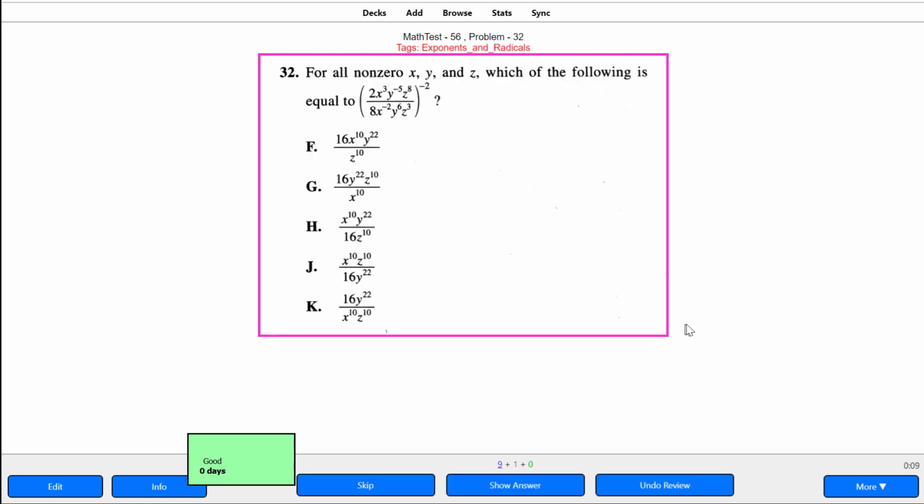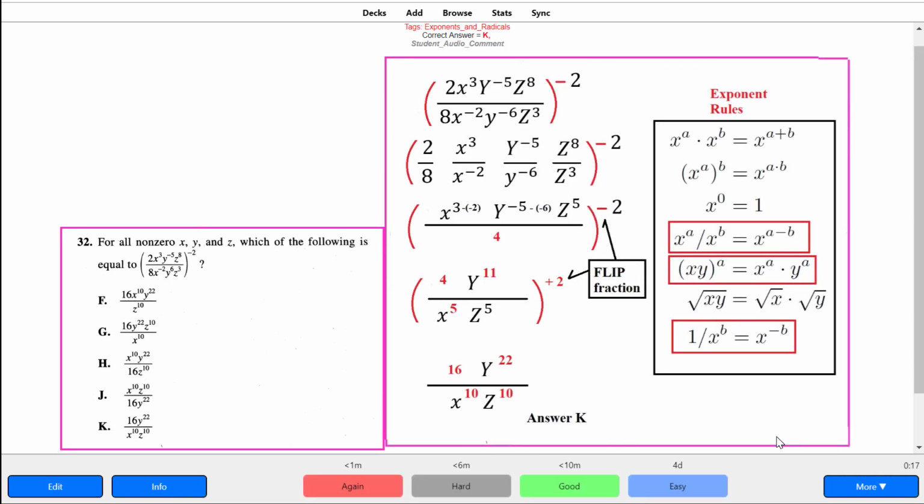Okay, problem 32, it's an exponent problem. Basically, we're asked to simplify this real complicated fraction with a bunch of exponents. So we start and we just simplify it out. Get our coefficients, our numbers 2 and 8, pulled out to the side, get our x's, our y's, our z's together, and just simplify it, crossing them out as we can.